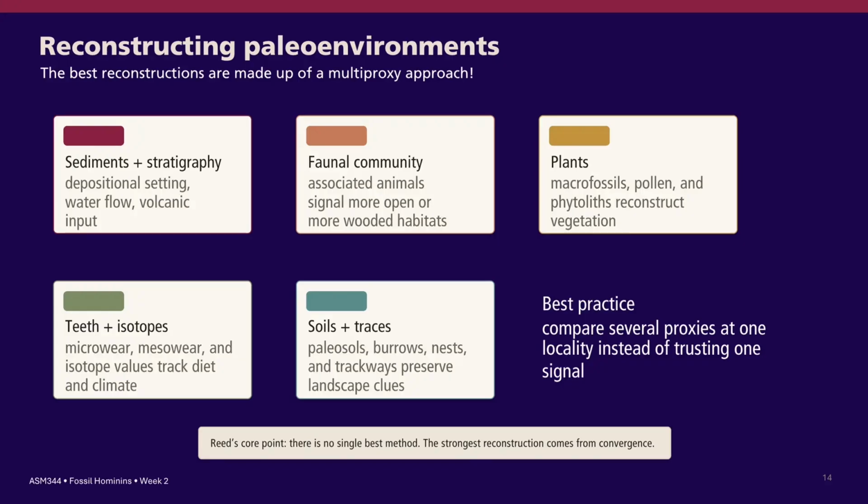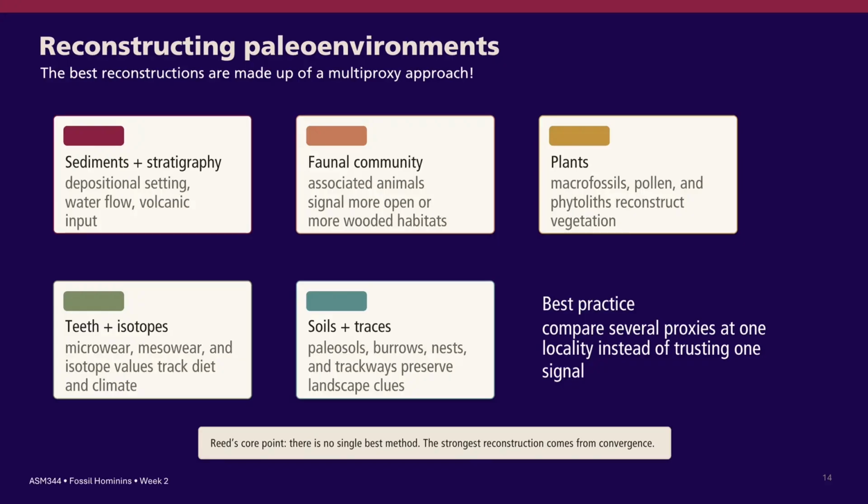Depositional setting asks what earth processes created the sediments. Habitat retrodiction asks what sort of vegetation structure and local ecology were present. Climatic reconstruction asks what larger temperature and precipitation regime could have supported that habitat. There is no single best proxy, which is why Reed strongly favors multiproxy approaches.